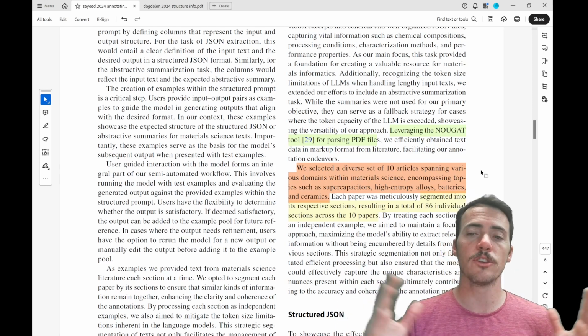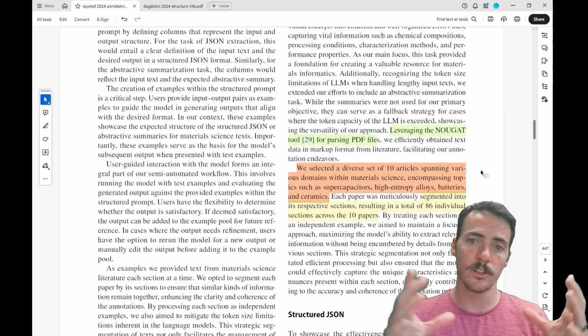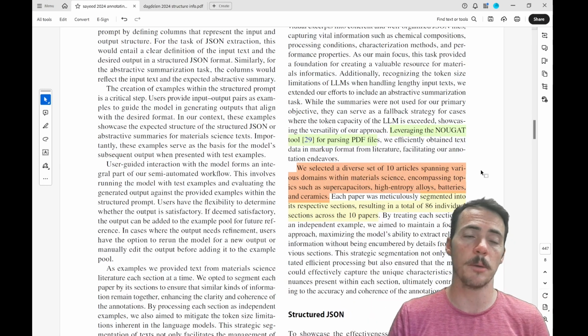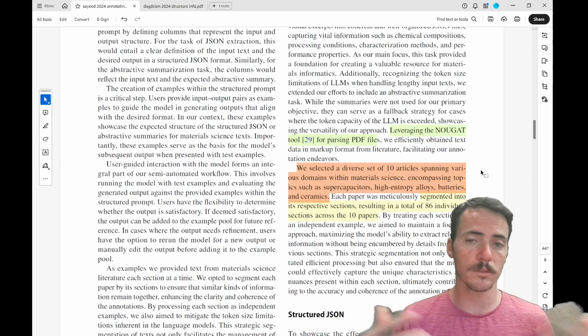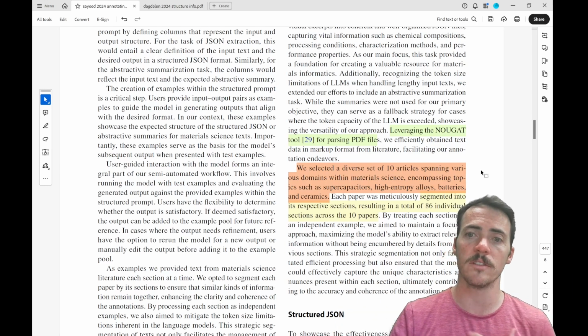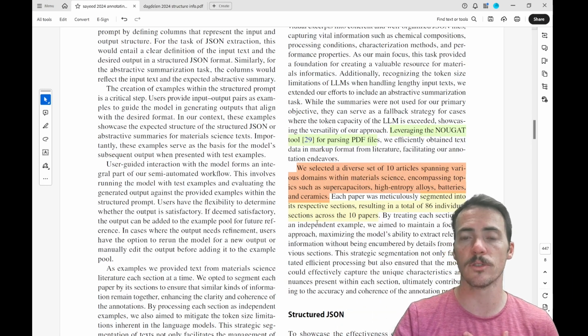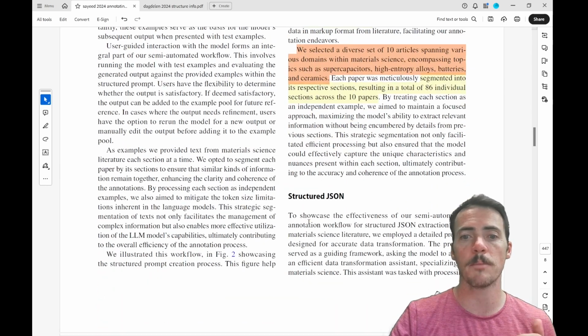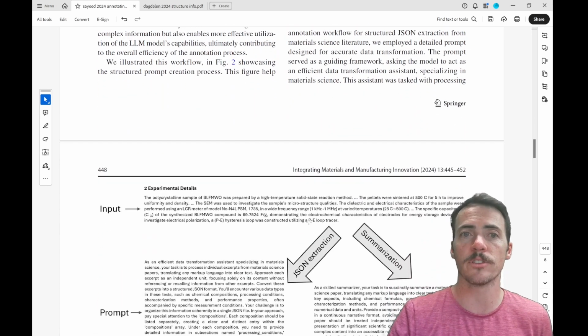From those, the individual papers had to be segmented into individual sections because Gemini Pro does have a token size limit like most large language models. You can't just give it the entire thing. So we had to break it into small chunks. In this case, we had about 86 individual sections spread across those 10 papers. And then we started asking it to do the tasks, right?